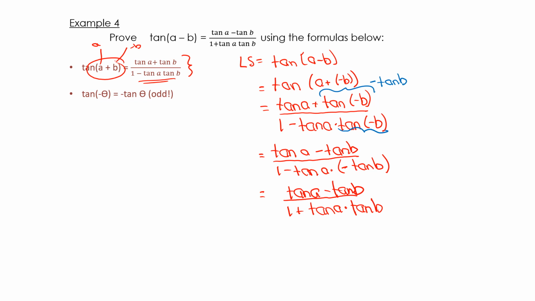And what have we got? Well, we've got our proof. This is what we were supposed to prove. We proved the subtraction formula using the addition formula. So my left side, therefore, is now equal to my right side. So I've proven what I was asked to prove originally, because I've got both sides to equal each other.